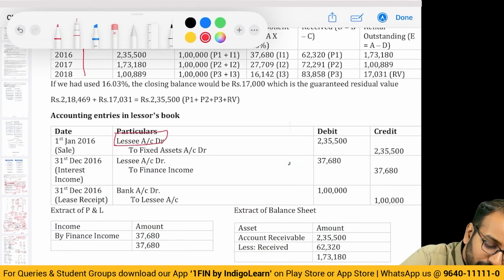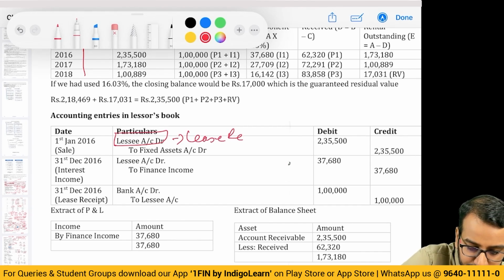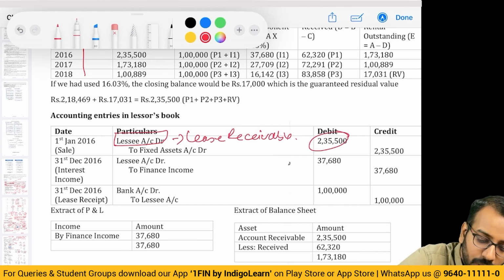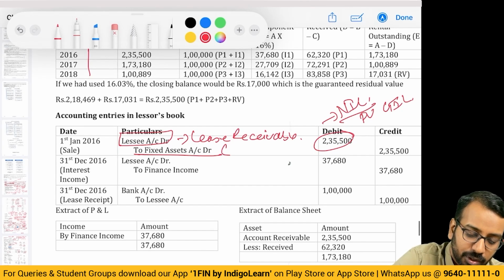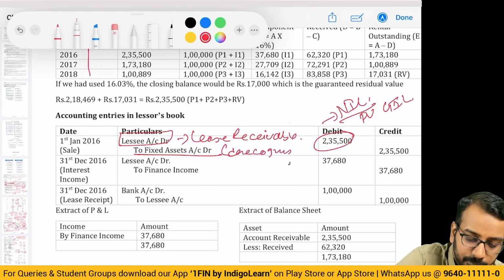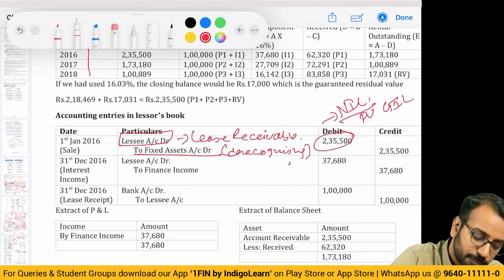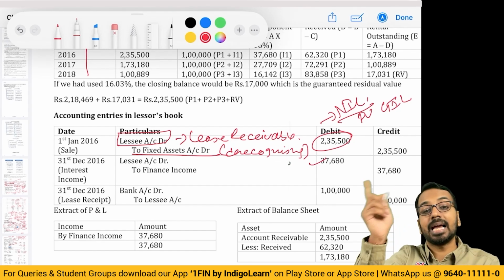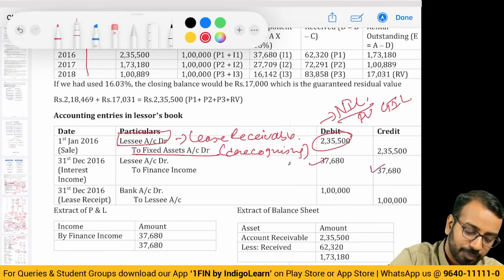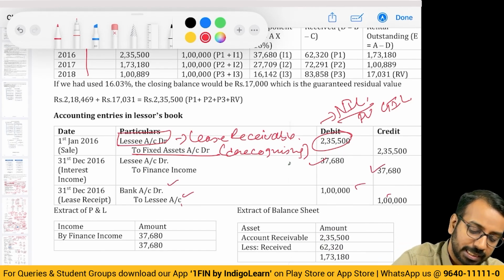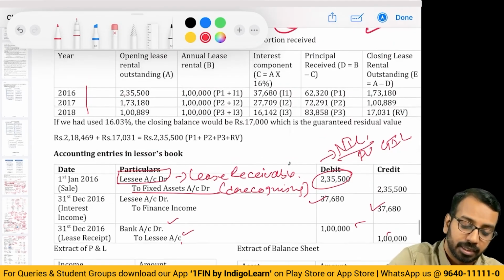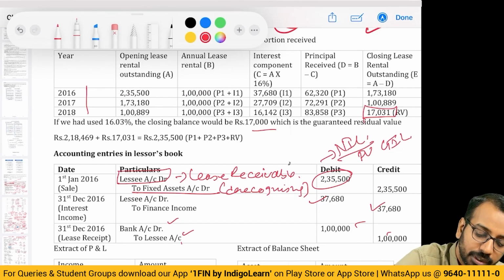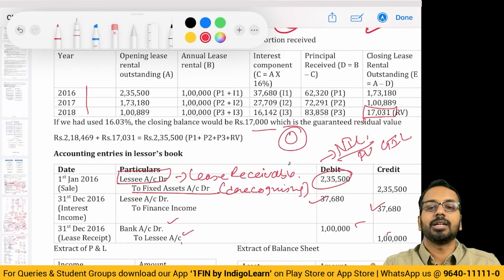Accounting: lessee account debit. This is your lease receivable, at net investment in lease, which is nothing but the present value of your gross investment in lease. Credit, fixed asset account, here de-recognizing the fixed asset in the books. Then every period, like the lessee has the expense, the lessor will have finance income, and when you receive the money, bank account debit to the lessee's account. At the end of the third year, the 17,000 is also received, so the value will become 0 and the accounts will be closed.